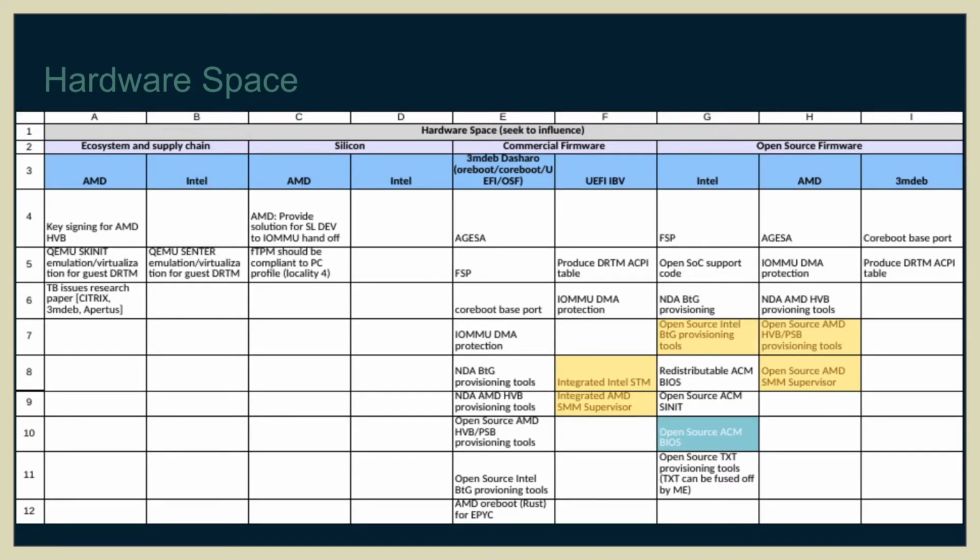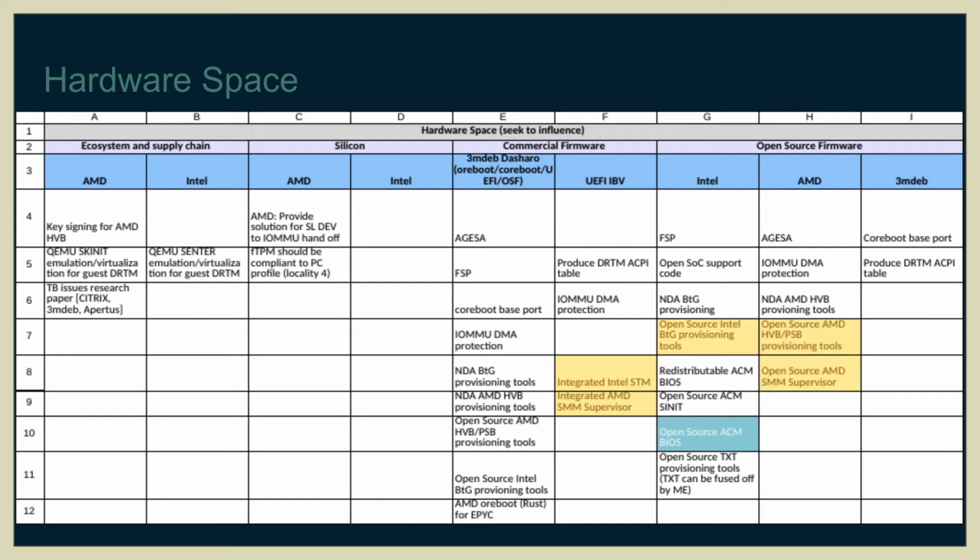So, the first area we want to look at is the hardware space. And the hardware space is really more of an area where we would like to seek influence more than we would seek to make contributions. And obviously, the reason is that the hardware space is owned by the silicon manufacturers and the OEMs and the device manufacturers, and so making contributions to them is less likely. There are fewer areas to do that, whereas providing input and asking for changes is more of what we would see in this area. And so, with that understanding, we can move over here to the first two columns, which are the ecosystem and the supply chain.